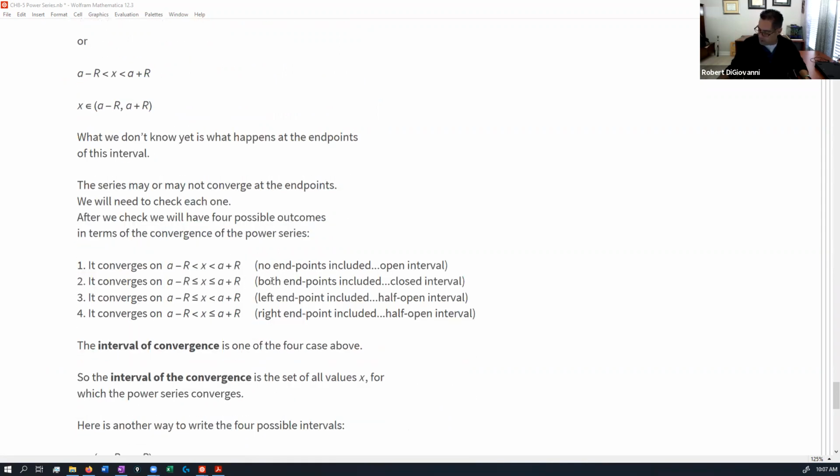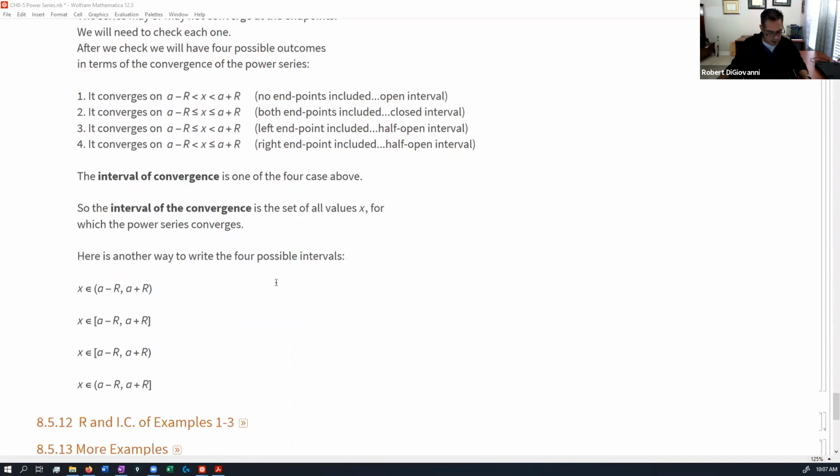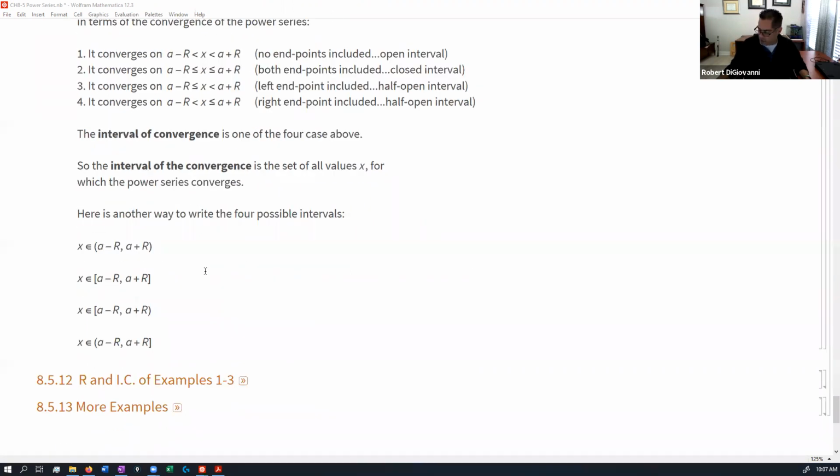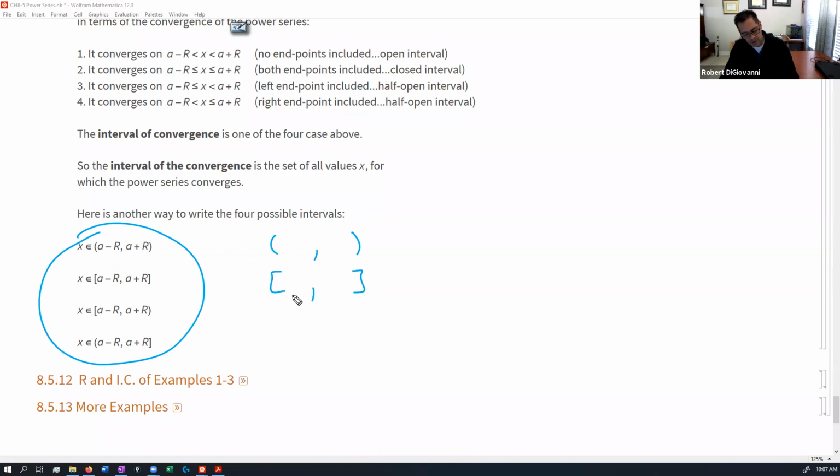Did I write it? Yeah, here we go. Here are the 4 possibilities for the intervals. You either have both sides open or both sides closed, or you have left side closed, right side open, or left side open, right side closed. Those are the only possibilities for intervals. The important thing is you'll have to check your answers. Like you have to check the endpoints if you have an interval.